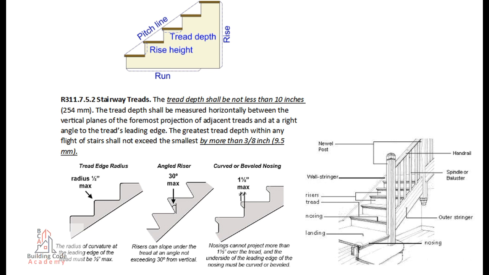R311.7.5.2 Stairway Treads. The tread depth shall not be less than 10 inches, 254 millimeters. The tread depth shall be measured horizontally between the vertical planes of the foremost projection of adjacent treads and at a right angle to the tread's leading edge. The greatest tread depth within any flight of stairs shall not exceed the smallest by more than 3/8 inch, 9.5 millimeters.